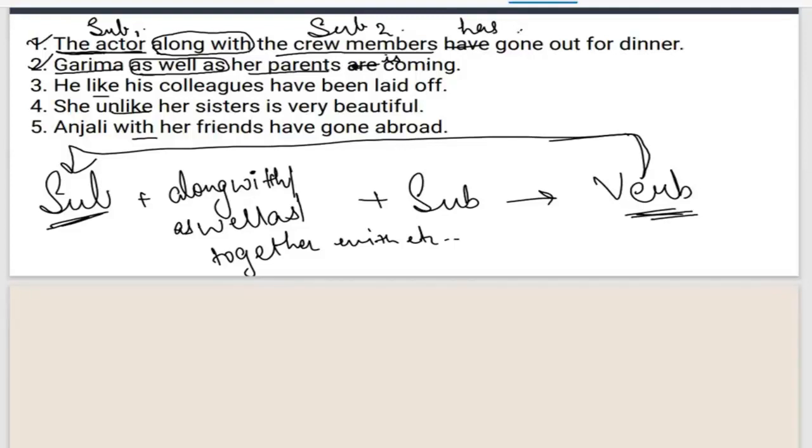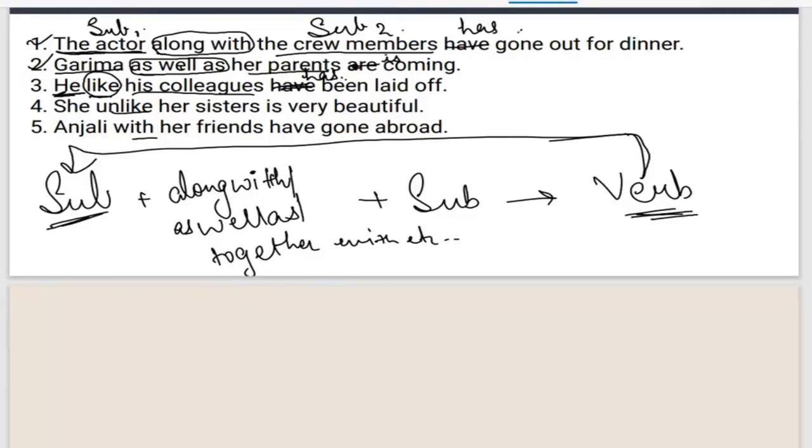Now have a look at sentence number 3 and tell me what the error is. Nitika is right, and Omo is also right. In sentence number 3, we need to replace have with has. Because here the first subject is he, like is a conjunction, and the second subject is his colleague. The verb agrees with the first subject, he, which is singular. So we replace have with has.